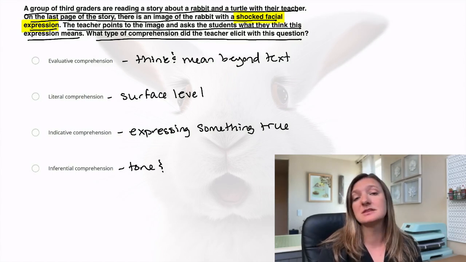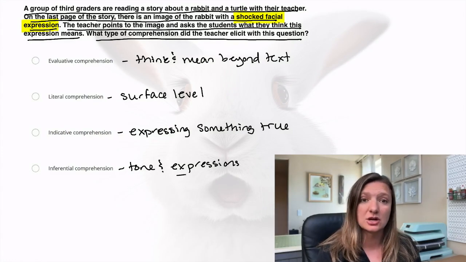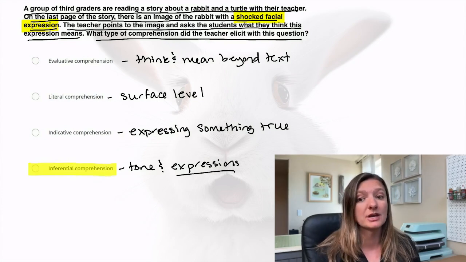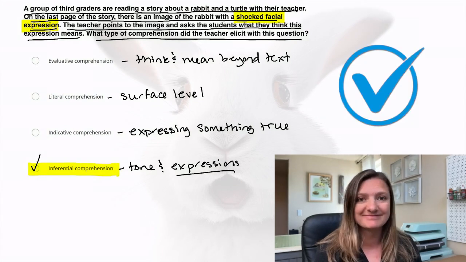Inferential comprehension, this is the tone and the expressions in the text. So when you're looking at a shocked facial expression, specifically this is inferential comprehension because that has to do with expression. So our answer is D.